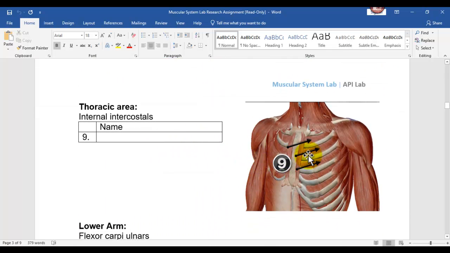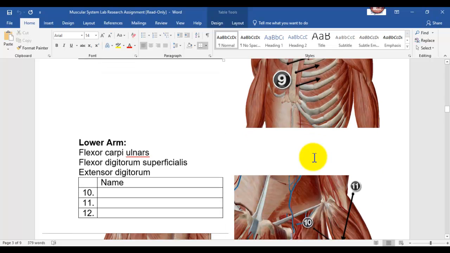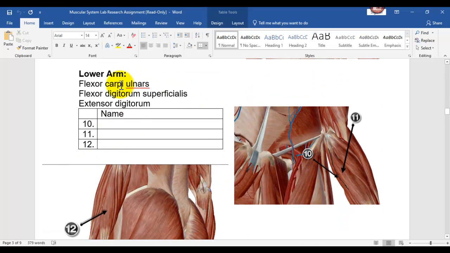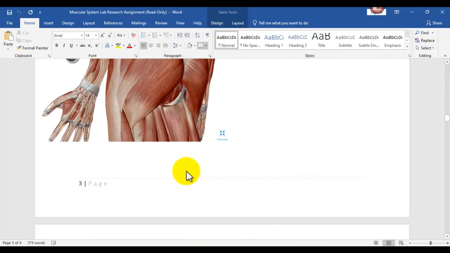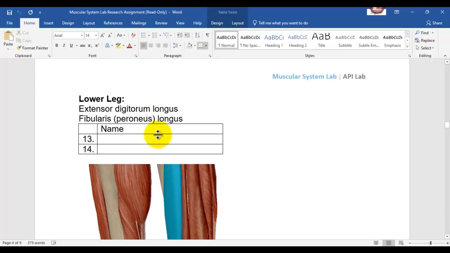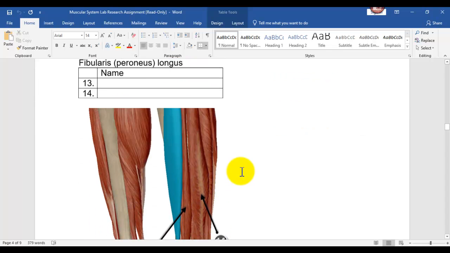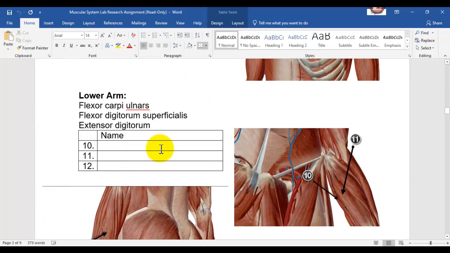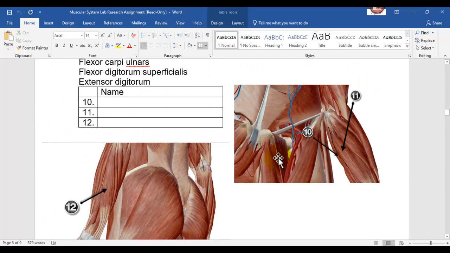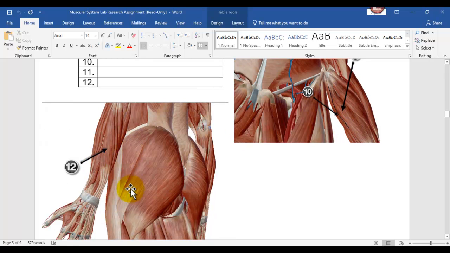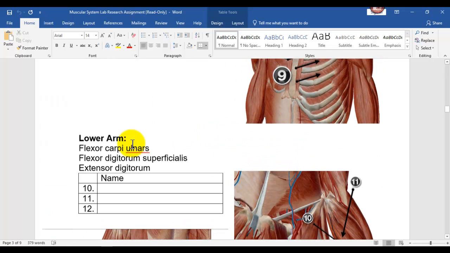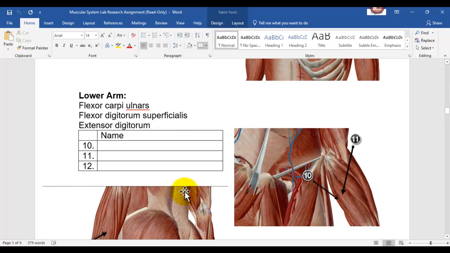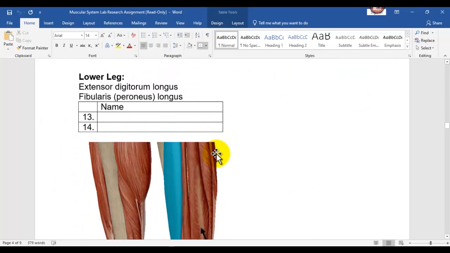The thoracic area, the internal intercostals, I don't think that's a big shock, but I still left that open for you to fill in. And then here are the 3 arm muscles, and these 2 lower leg muscles down here on the bottom. So you're going to fill these out. Fill in the tables, and they're all labeled here for you, so do some research, look them up, and make sure you get the correct ones, of course.